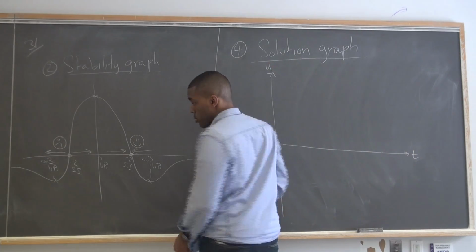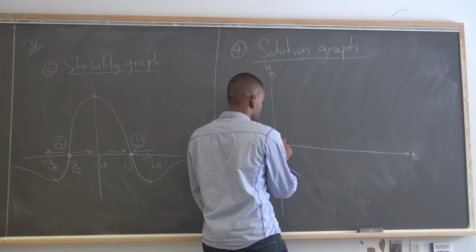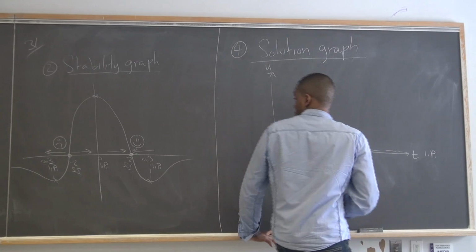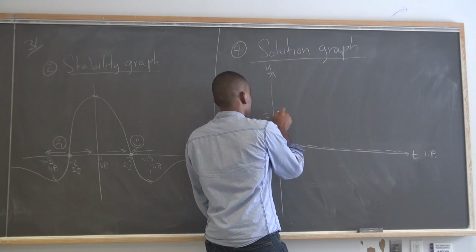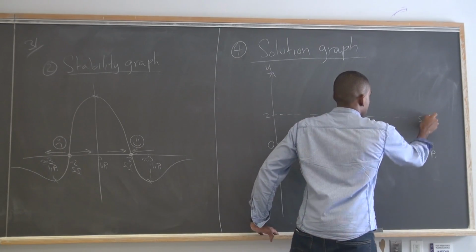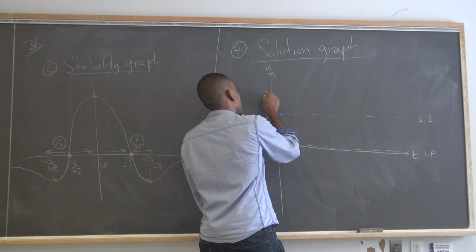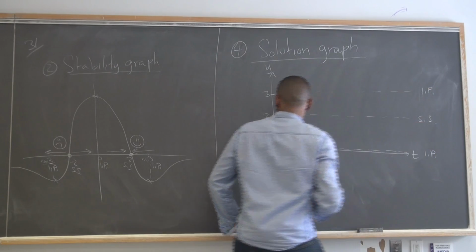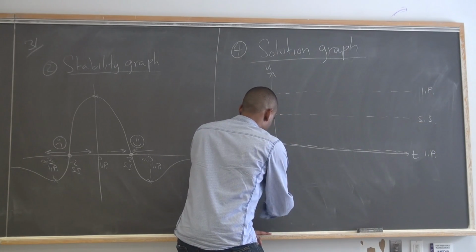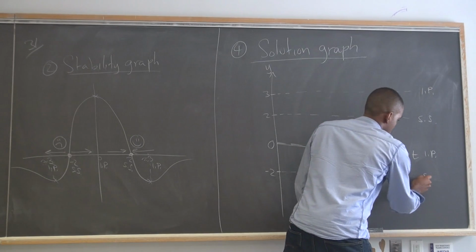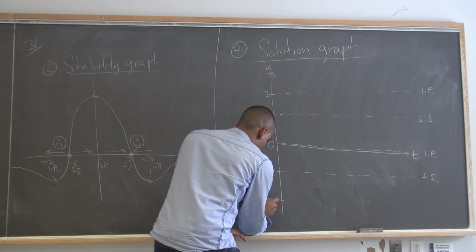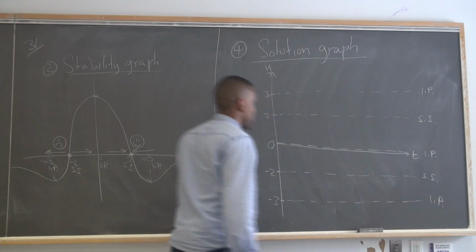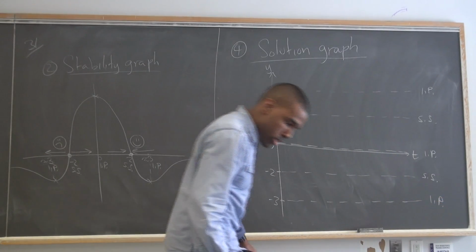Versus y. Let's put in all these guys. So 0 is an inflection point. 2 is a steady state. Roughly at 3, sort of an approximation, is an inflection point. -2, steady state. -3, inflection point.